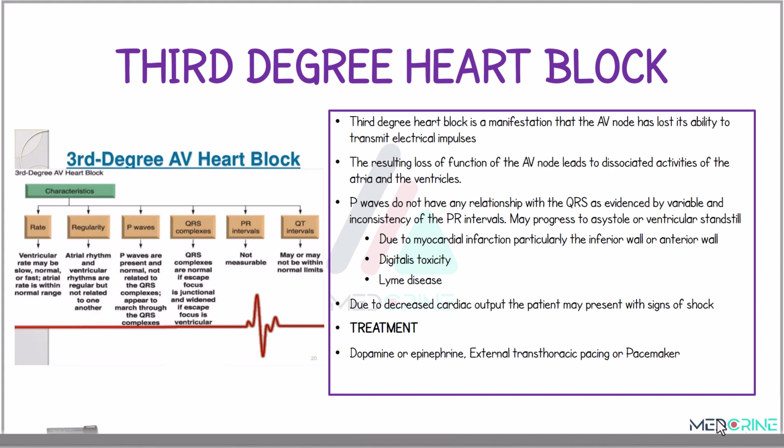With this type of heart block, we may progress to asystole and a ventricular standstill, and it is known to occur because of a myocardial infarction, particularly in the inferior wall or the anterior wall of the heart. Sometimes we can see this condition in digitalis toxicity and Lyme disease. We treat this one with dopamine or epinephrine, or the use of external transthoracic pacing or a pacemaker.